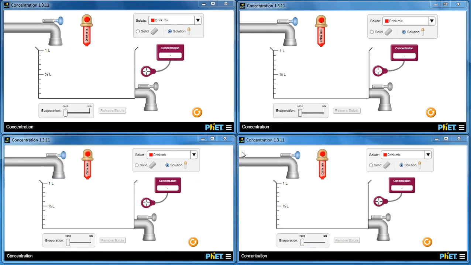Kia ora. Let's use this PhET simulation to explore the concepts of volume, amount, and concentration. What is the difference? How do we apply them?